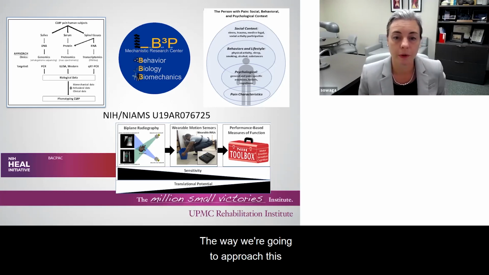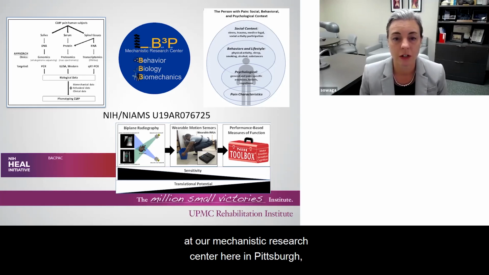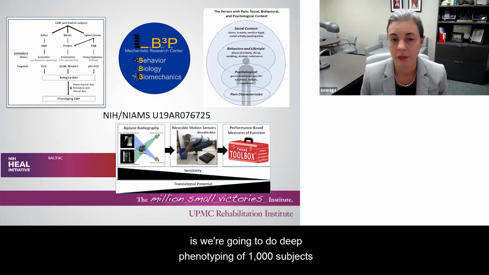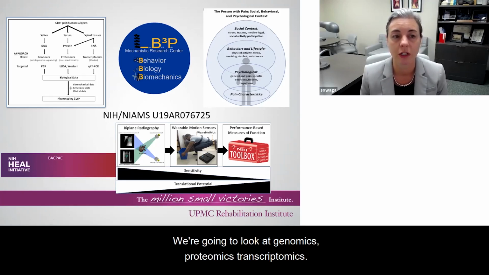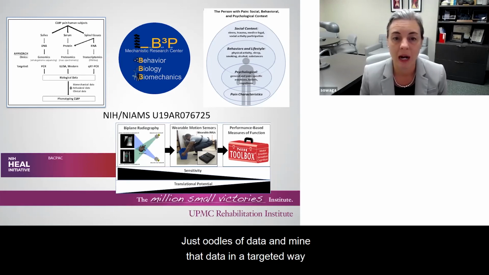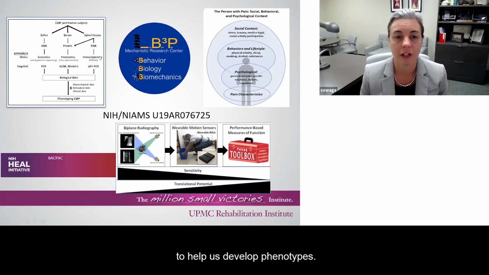The way we're going to approach this at our Mechanistic Research Center here in Pittsburgh is we're going to do deep phenotyping of 1,000 subjects with low back pain biologically, where we're going to biosample them. We're going to collect saliva, serum, spinal tissues. We're going to look at genomics, proteomics, transcriptomics, just oodles of data, and mine that data in a targeted way to help us develop phenotypes.